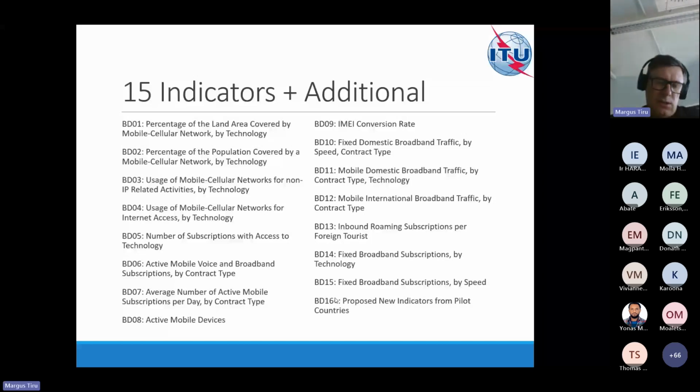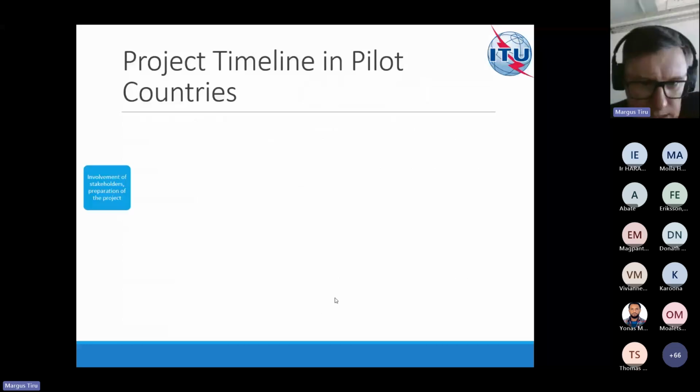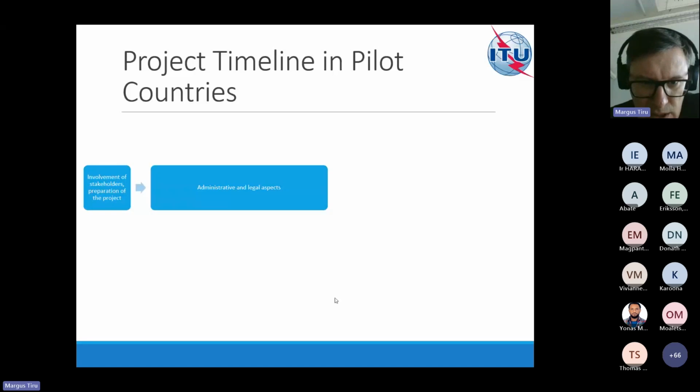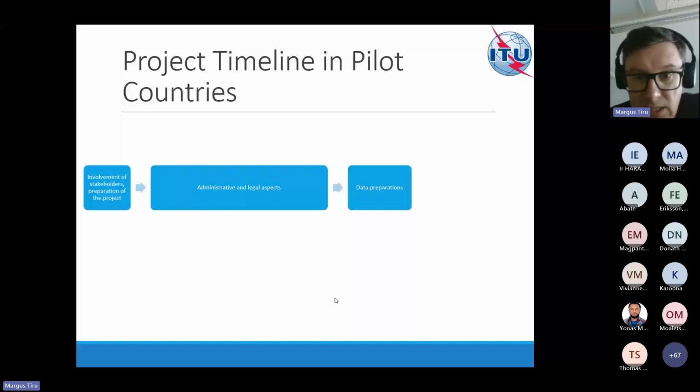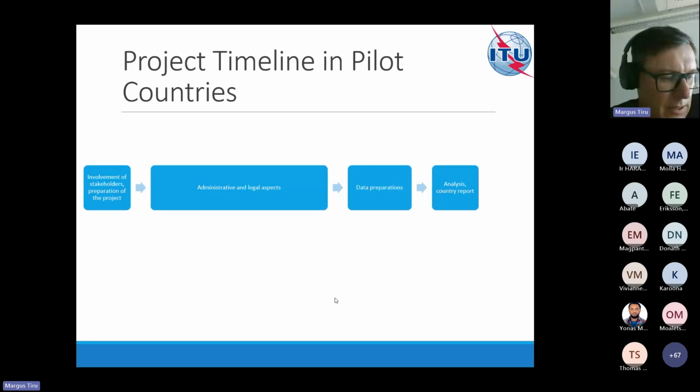The project, as mentioned, started in 2016, and it involved several steps. Obviously, the first step was involvement of the stakeholders and preparation of the project. Then we started working on administrative and legal aspects, accessing data, how the data is processed, what the responsibilities are, and so on. After that, the preparation of the data itself, mostly done by the mobile network operators. Then the data was calculated according to the methodology that we proposed, all these 15 or 16 indicators. The data was analyzed, the reports were created, and in the end, we summarized all the results in the final report.